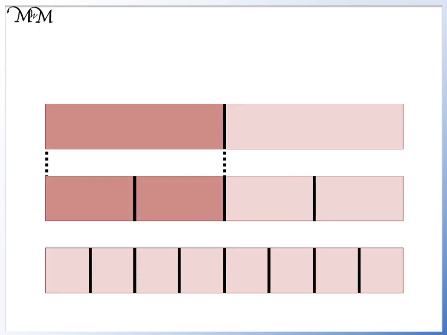This time we have divided the bar into 8 parts. In order to shade in half of the bar, we need to shade in 4 parts. 4 out of 8 are shaded in, so the fraction is 4/8. As you can see, all of these fractions are the same size. 1/2, 2/4 and 4/8 are equivalent fractions.